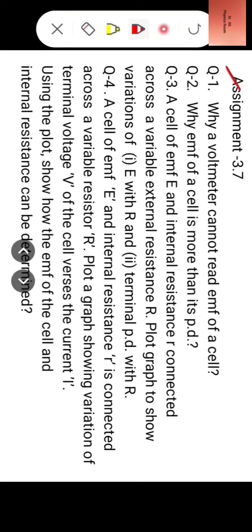Now assignment 3.7, question number 1. Why a voltmeter cannot read EMF of a cell? Question number 2. Why EMF of a cell is more than its PD, that is potential difference? Question number 3. A cell of EMF E and internal resistance r is connected across a variable external resistance R. Plot graph to show variation of number 1, E with R, and number 2, terminal PD with R.